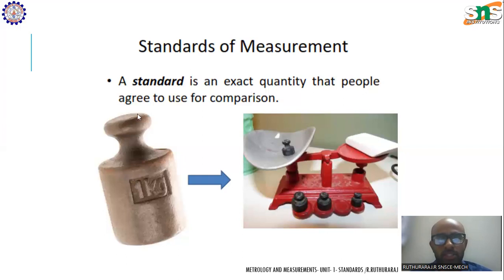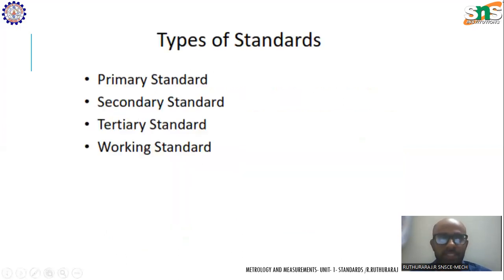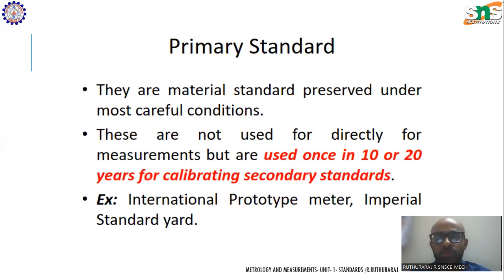As you can see, there are different types of standards: primary standard, secondary standard, tertiary standard, and working standards. So the primary standard is nothing but the standard which is kept as the acceptable standard, singular throughout the world. That standard which is kept in the international measuring area in Paris is the primary standard. Primary standards are standards preserved under the most careful conditions.